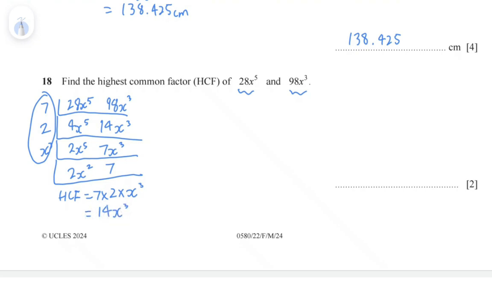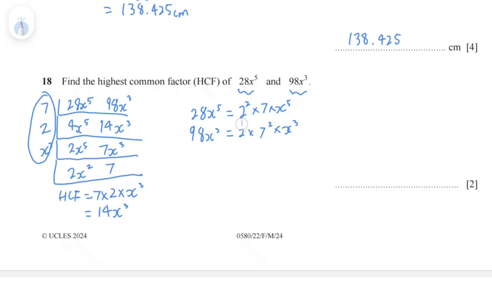The other way we can do this is through the factors, by listing out the factors of each of these values. So this will look like this. So this is 2 squared times 7. As we're listing the prime factors, we will not write 4, but instead we'll write 2 squared. And then 2 times 7 squared times x cubed.